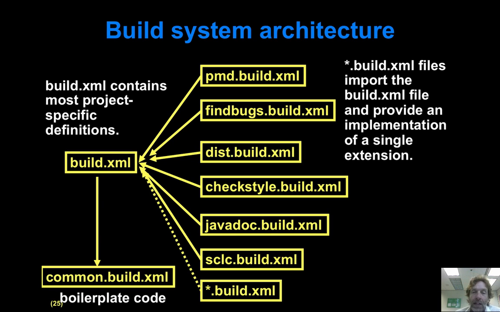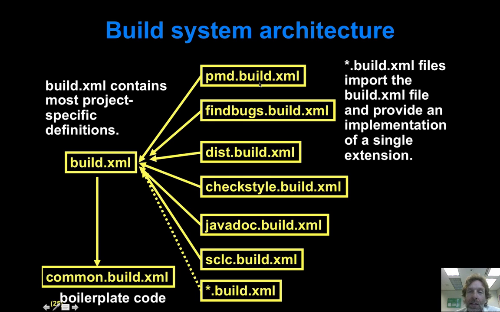Then we have a bunch of other files, PMD, findbugs, dist, checkstyle, and so forth, that are all built on top of the build.xml file, and then in turn, of course, on top of common. They take these definitions in build.xml and add additional code that enables you to run the PMD tool, the findbugs tool, build a distribution, run the checkstyle tool, and so forth. So the point is that you could basically delete any of these files or add more files of this type, and because all of them simply depend upon the build.xml and not upon each other, they are all completely decoupled and independent from each other.